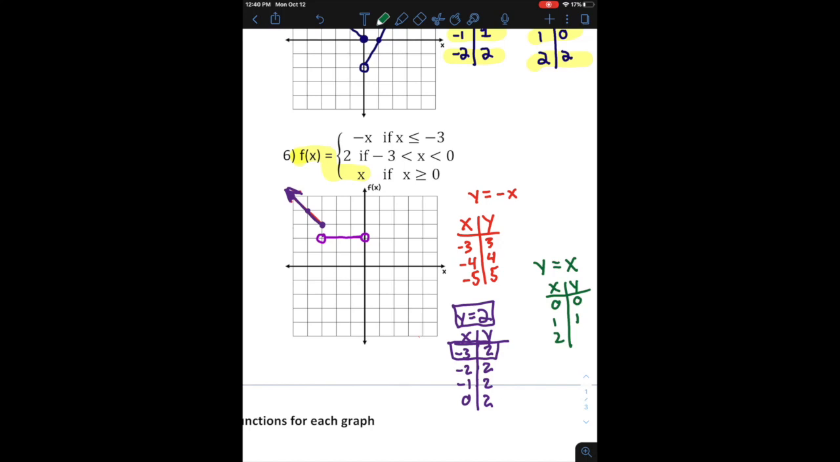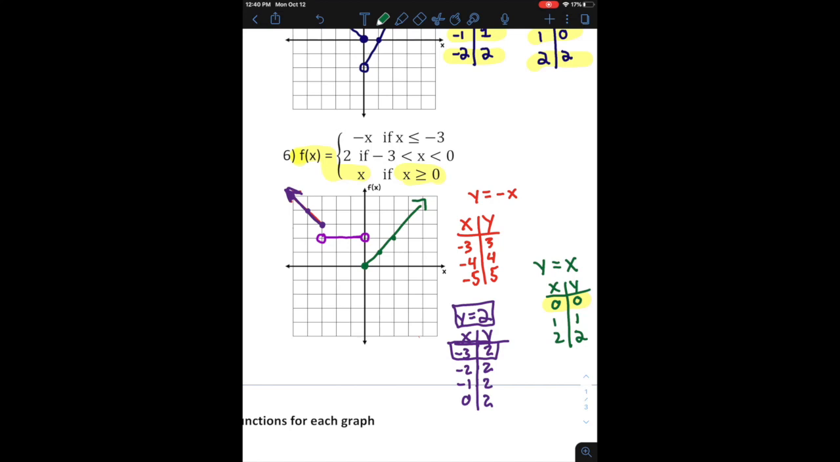So I'll pick 0, 1, and 2. When I plug 0 in for x, I got y equals 0. When I plug 1 in for x, y equals 1. When I plug 2 in for x, we get y equals 2. Let's go ahead and plot these points. Notice x is greater than or equal to 0, so when you plot this first point, we're going to use a solid dot, 0, 0. The next ordered pair is 1, 1. The next ordered pair is 2, 2. We would continue moving up to the right and graph our piece of that line.